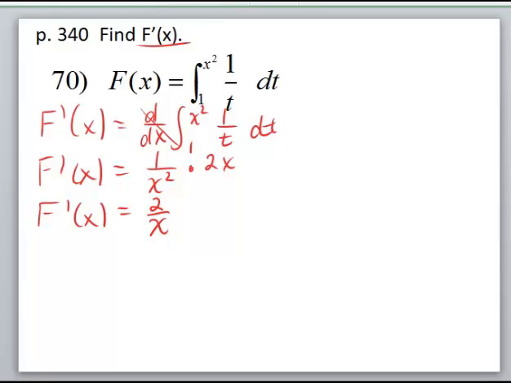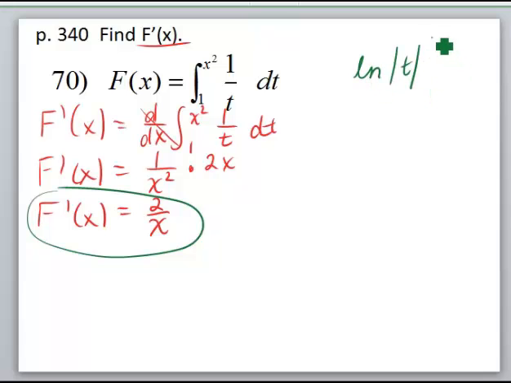Let's say you didn't recognize it. You can remember the fundamental theorem of calculus. Every once in a while, you might still be able to do it without the fundamental theorem of calculus. What I mean by that is we could have just integrated 1 over t and said, well, the integral of that is ln of the absolute value of t. And then I could have plugged in 1 and x squared. So I've got ln of the absolute value of x squared minus ln of 1.